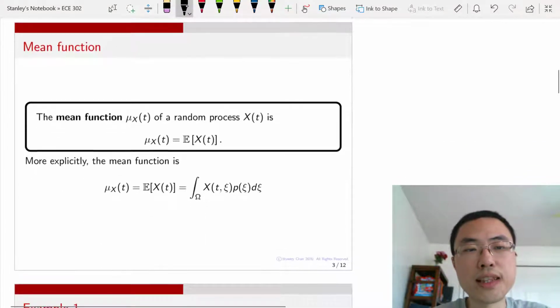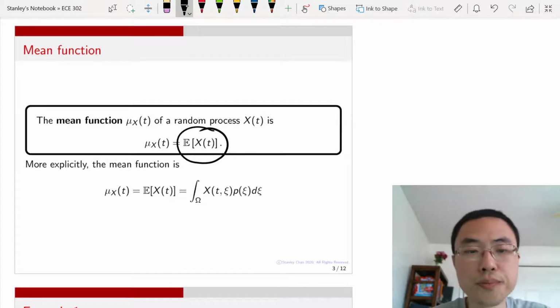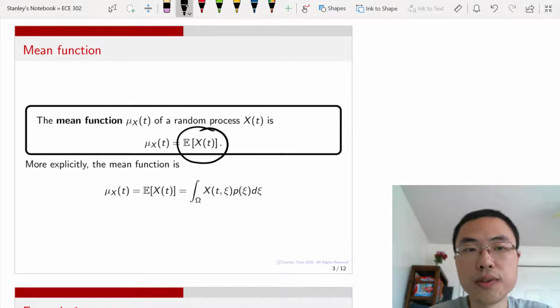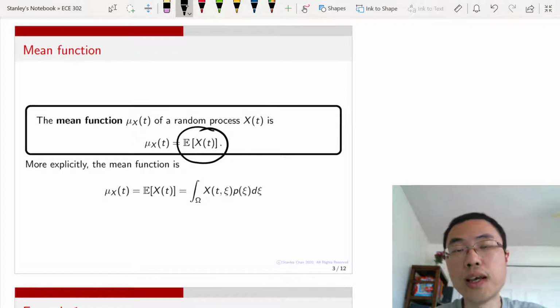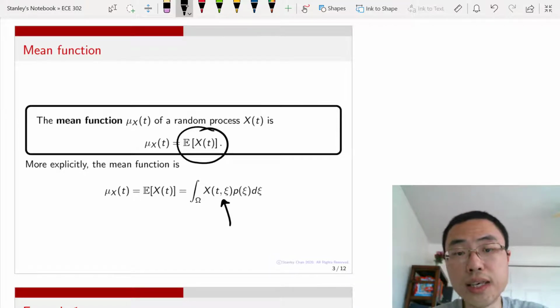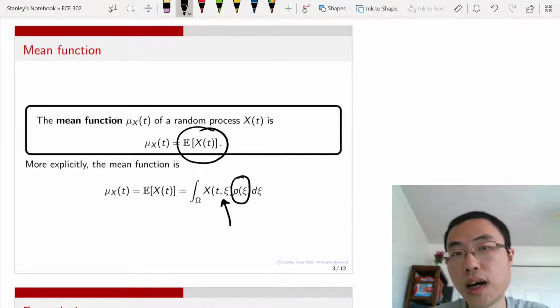Let me start by defining a mean function. A mean function of a random process X is the expectation of this random process X. Now, what do I mean by this expectation? Expectation over what? If you recall our statement, a random process is a function with a random index. And therefore, when you write down this X of t, don't forget that there is a psi, a random key. The random key has a probability distribution, p of psi.